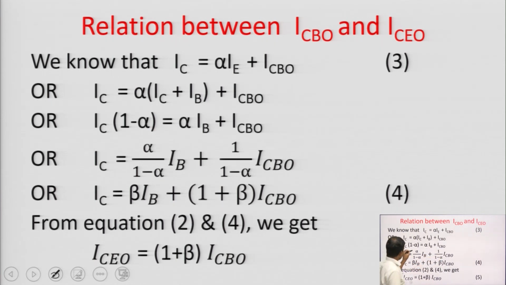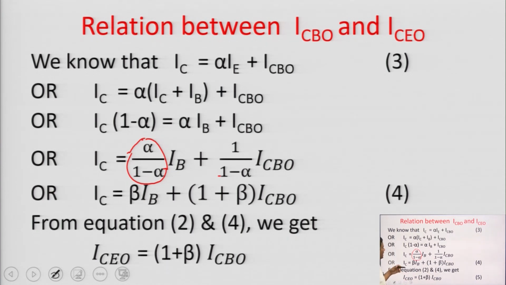Then what is this? Alpha upon 1 minus alpha is beta. This means IC is equal to beta IB. And if we eliminate alpha, using beta upon 1 plus beta, we get the value of 1 upon 1 minus alpha equal to 1 plus beta. This means IC equals beta IB plus 1 plus beta times ICBO. This is equation 4.